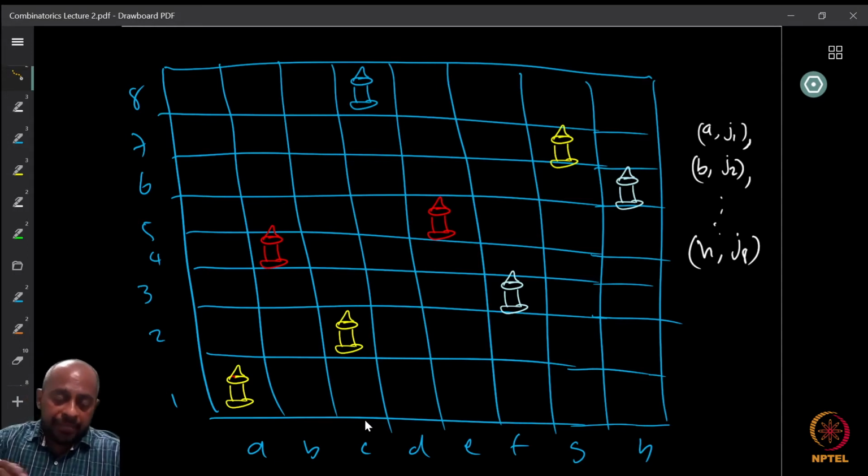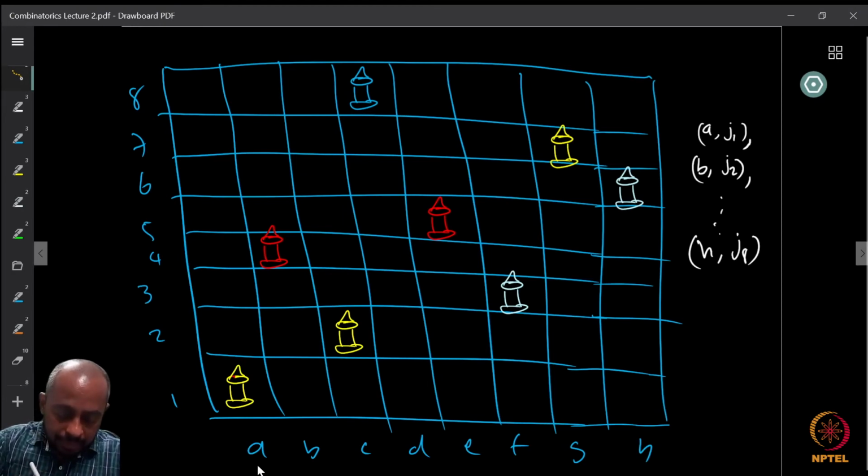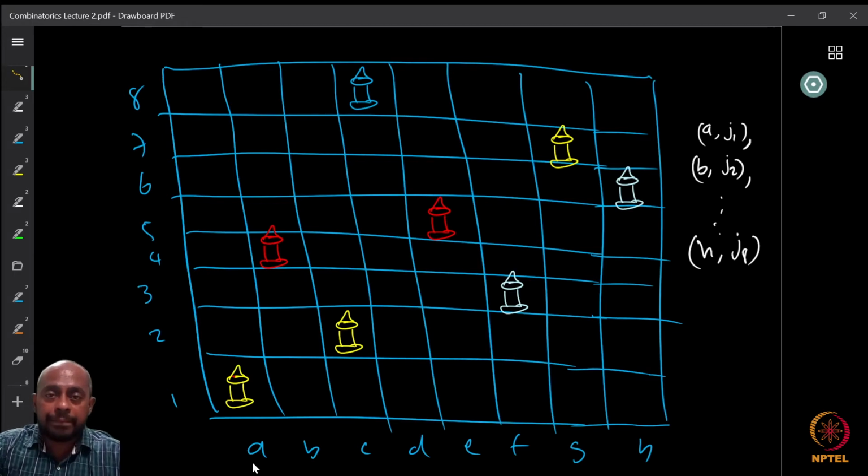What we first observe is that if I look at the files A, B, C, D, etc., up to H, each file can contain at most one rook. Each file can contain at most one rook.